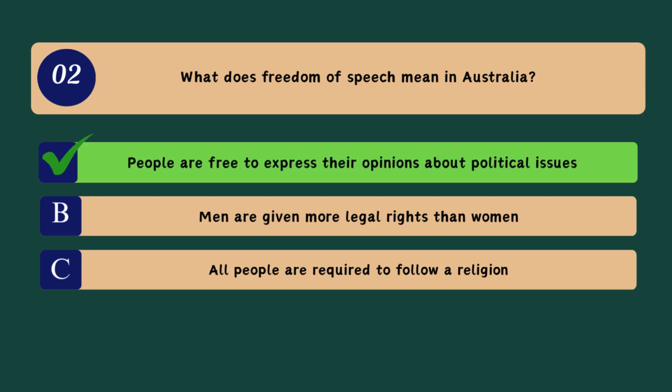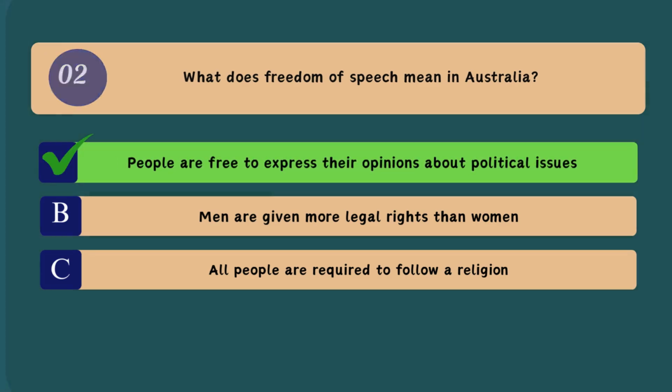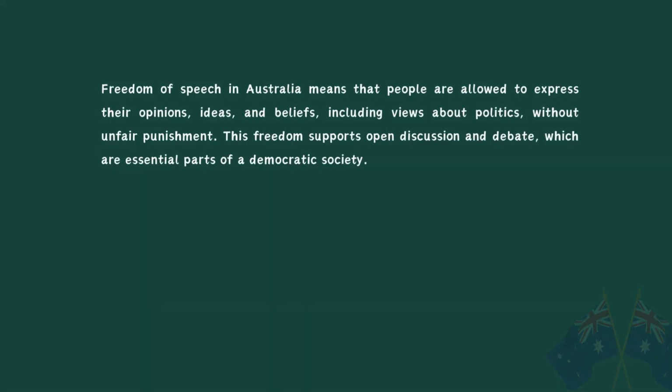Correct answer A. People are free to express their opinions about political issues. Freedom of speech in Australia means that people are allowed to express their opinions, ideas, and beliefs, including views about politics, without unfair punishment. This freedom supports open discussion and debate, which are essential parts of a democratic society.